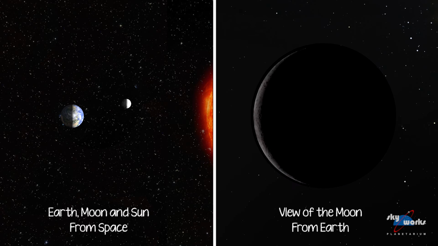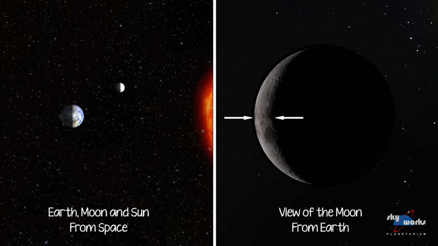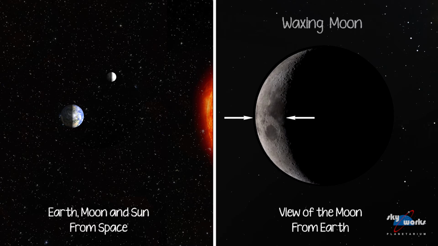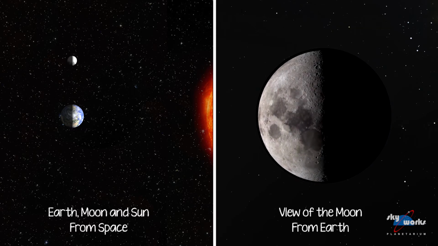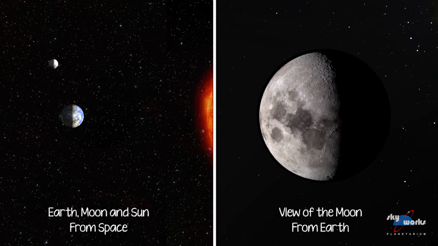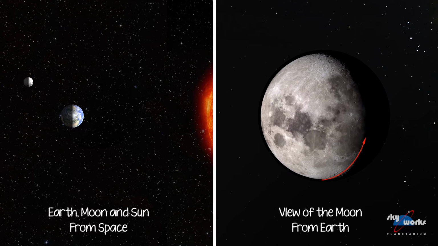From this perspective, the terminator looks like it's curved inwards. When the daytime side of the Moon increases in size, it's called a waxing moon, so this is specifically called a waxing crescent moon. The daytime side continues to grow until we see exactly half. Funnily enough, this is called the first quarter moon. The terminator now appears as a straight line. The Moon's daytime side continues to grow as the terminator now begins to curve outwards. This phase is called a waxing gibbous moon.